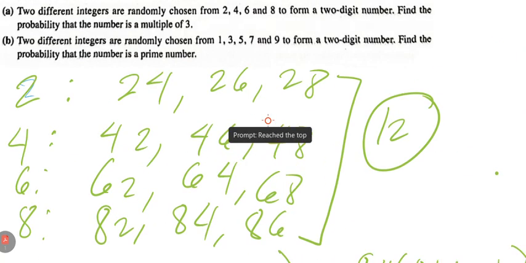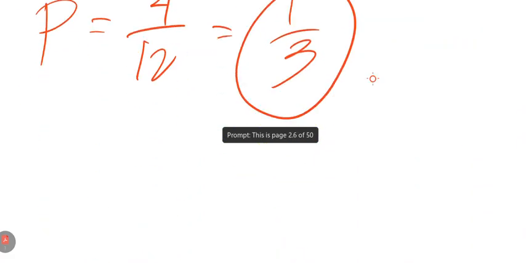Now, the second question states that two different integers are randomly chosen from 1, 3, 5, 7, and 9 to form two-digit numbers. Find the probability that the number is a prime number. Now, let's try to find it out. There are two different digits in each number, and we are choosing two distinct digits from the pool of 5 digits.